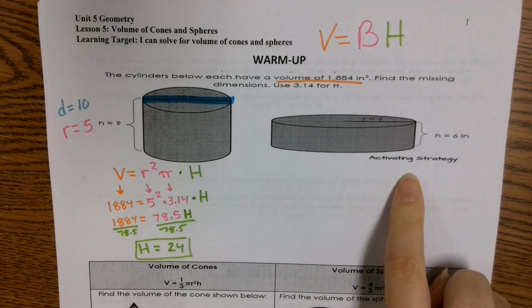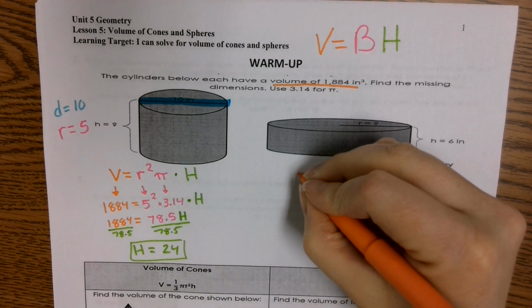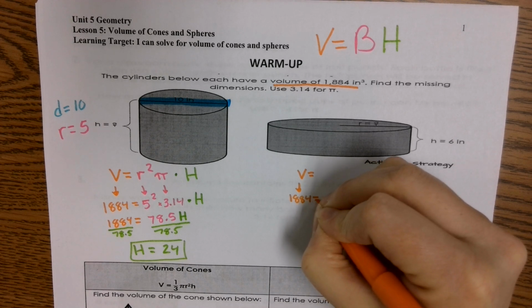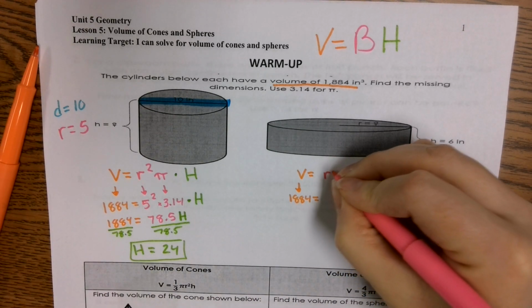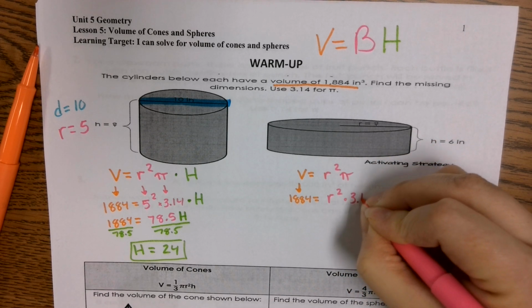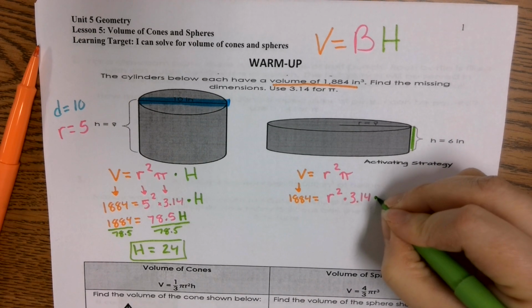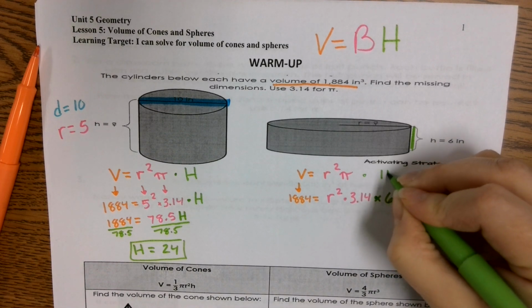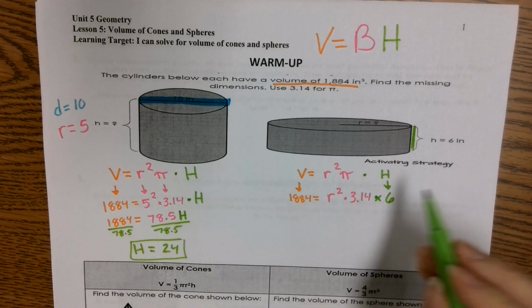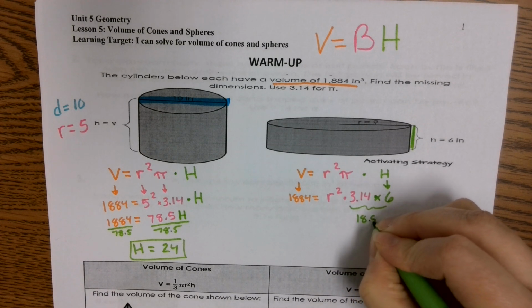Okay, with the second cylinder, the R value that is missing, again, setting it up the same idea, that our volume is at 1,884. We do not know what R is this time, so it's just going to remain as R squared, and we're going to multiply it by 3.14, and then we're going to multiply by the height that we do happen to know, which in this case is that 6. Okay, so we can multiply the values that we do happen to know, which is 3.14 and that 6. When we multiply these together, that's going to give us 18.84.